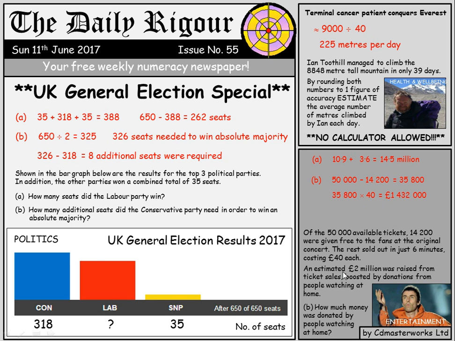So an estimated 2 million was raised from the tickets and the donations from people watching at home, so we just take them away from each other, and that gives us a final answer of £568,000 for the donations from the very generous public watching the concert at home. A great effort all round, everyone, even if we were a wee bit disappointed that Oasis never reformed, but never mind. I'm sure that'll happen someday.